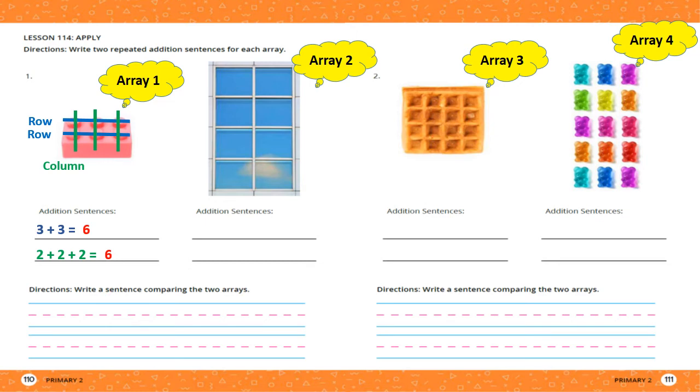The next one, let's add the rows. 2 plus 2 plus 2 plus 2 equals 8. Let's add columns. 4 plus 4. 4 plus 4 equals 8.